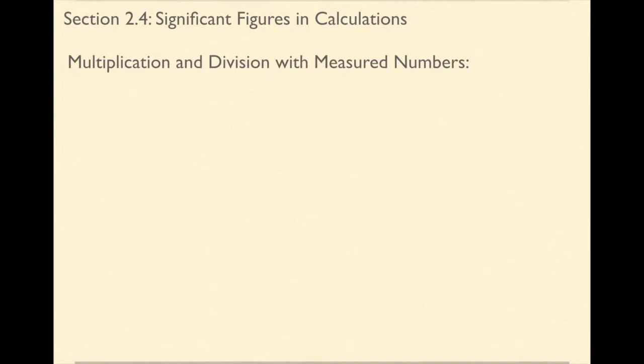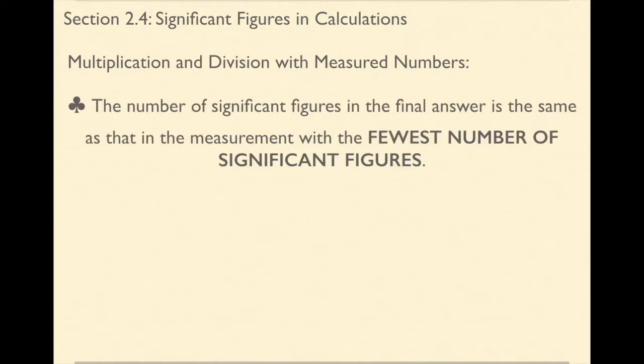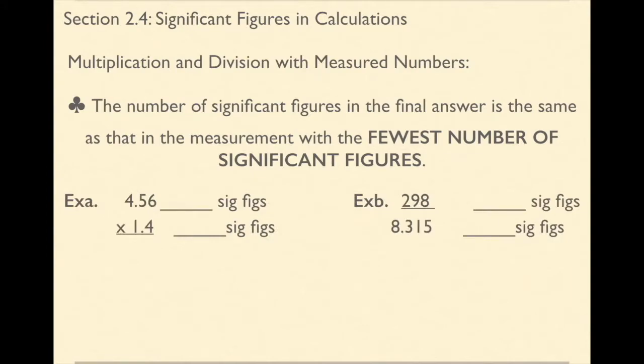So if your final calculation is multiplying or dividing, the number of significant figures is going to be the same as the measurement with the fewest number of significant figures. So let me give you an example.